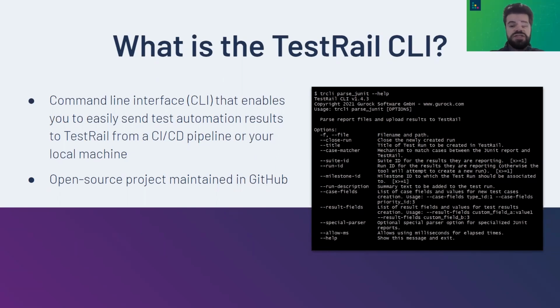And so if you have a JUnit report, you can simply use the TestRail CLI to parse that report and send in the results, and you don't have to worry about much more than that in one line of code or two lines of code. And when I say code, it's basically scripting, shell scripting. You can have your results in TestRail. And it's also, like I mentioned, an open source project, which is maintained in GitHub.